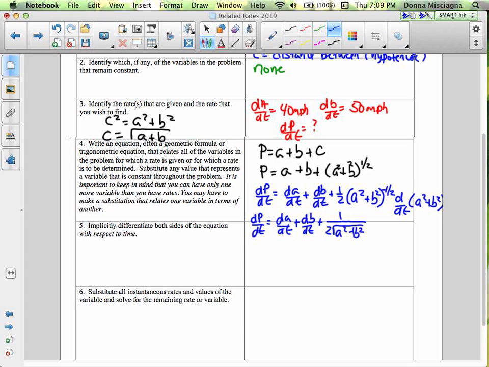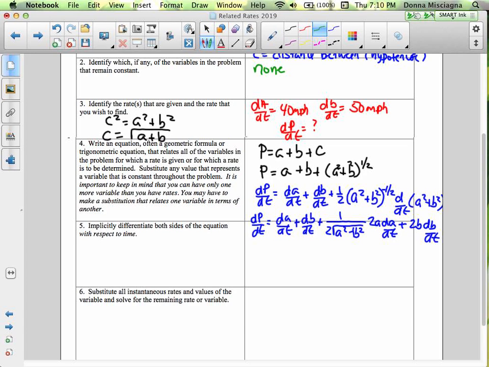And then the derivative of a squared plus b squared is going to be 2a dA/dt and 2b dB/dt. All right. Now, not too bad, we've got our dP/dt isolated. But now we need to plug in, and let's think about what all the values are. We've got dA/dt and dB/dt up there, so that's no problem. But what about A and B? What do we plug in for A and B?